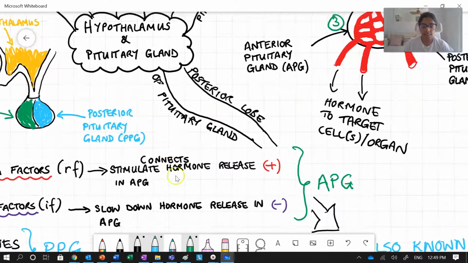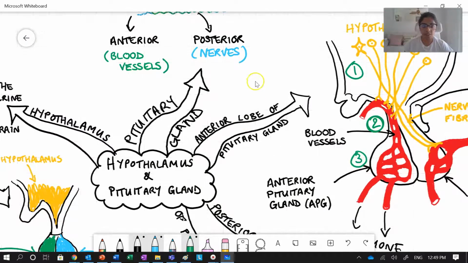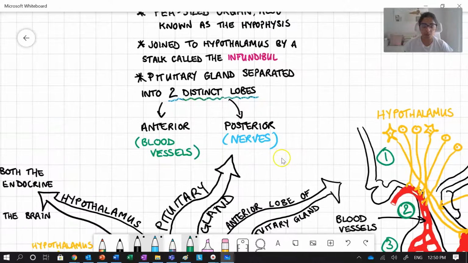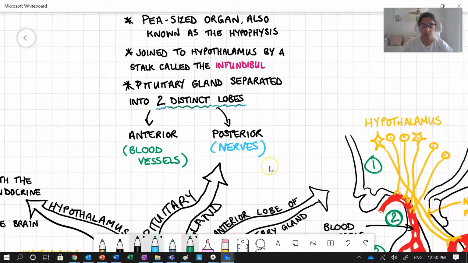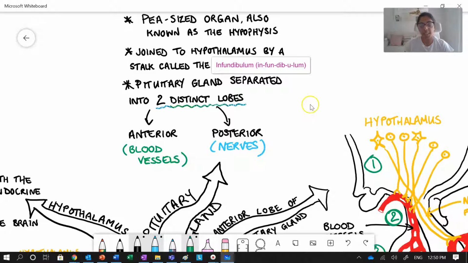Okay, so let's look at more detail first at the anatomy of the pituitary gland itself. So first of all, the pituitary gland is a pea-sized organ, so it's really quite small, sometimes referred to as the hypophysis. You don't need to call it that. The textbook references it, but we're good enough just referring to it as pituitary.